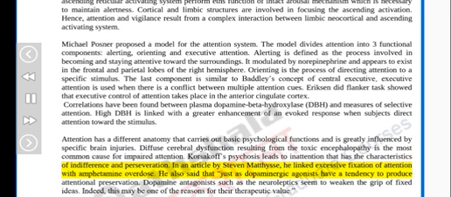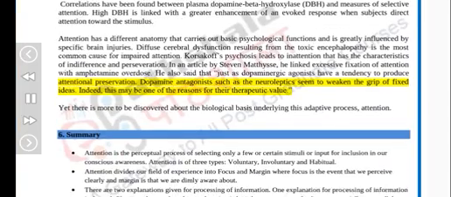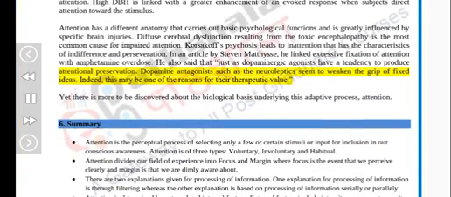In an article by Stephen Matthysse, he linked excessive fixation of attention with amphetamine overdose. He also said that, just as dopaminergic agonists have a tendency to produce attentional perseveration, dopamine antagonists such as the neuroleptics seem to weaken the grip of fixed ideas. Indeed, this may be one of the reasons for their therapeutic value. Yet there is more to be discovered about the biological basis underlying this adaptive process, attention.